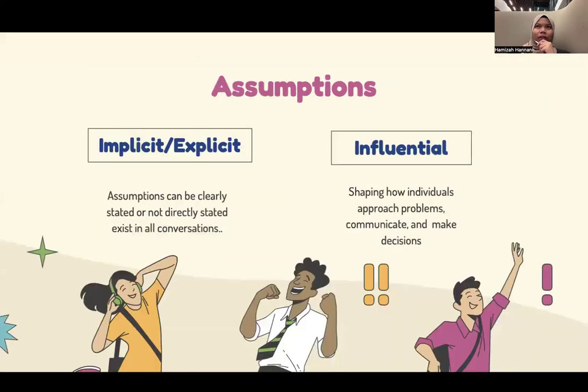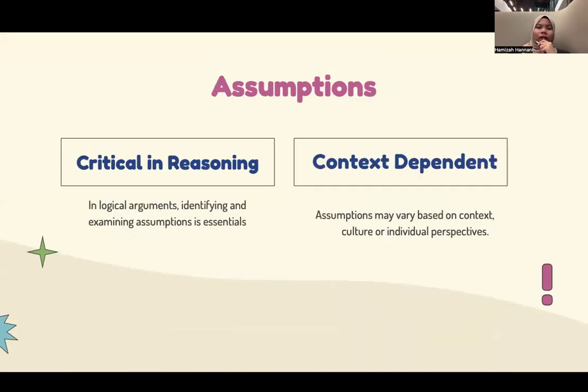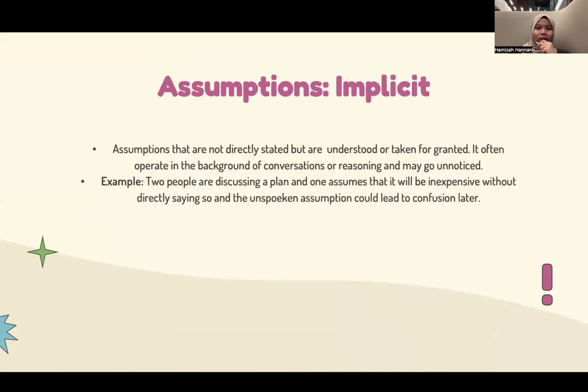So there are four things in assumptions, which is implicit and explicit, influential, critical reasoning, and context dependent. So what is implicit? Implicit assumptions are not directly stated, but are understood or taken for granted. They often operate in the background of conversations or reasoning and may go unnoticed. As an example, two people are discussing a plan and one assumes that it will be inexpensive without directly saying so, and the unspoken assumption could lead to confusion later.